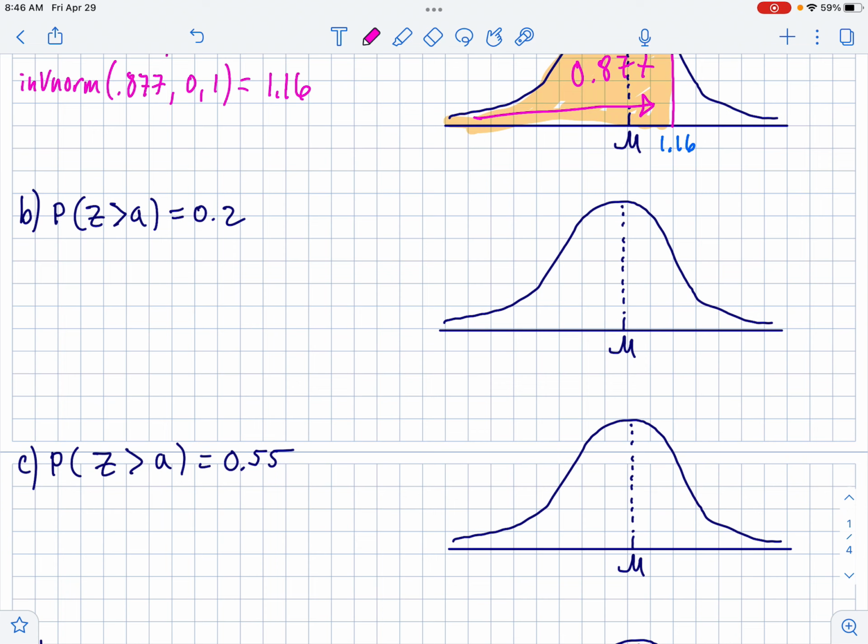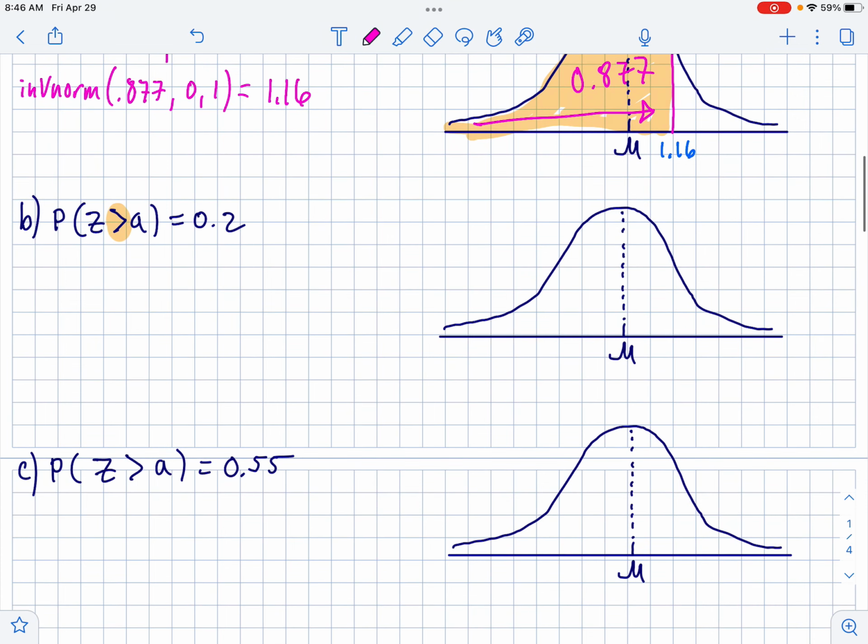The next one is the probability that z is greater than a. So you really have to see that symbol, and that means there's some spot a over here. I'm just going to put it in an arbitrary spot. But now we're looking for the area above this. Well, we're given the area above it, which is 0.2.